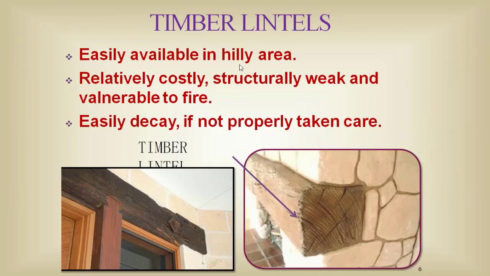First is the wood or timber lintel. These are the oldest type of lintels, used nowadays only in hilly regions where timber is easily available. A timber lintel may be a single piece or assembled by joining two to three pieces. Sometimes they are strengthened by steel plates at the top and bottom. Such lintels are known as flitched lintels. Hard and sound timber should be used for making lintels.